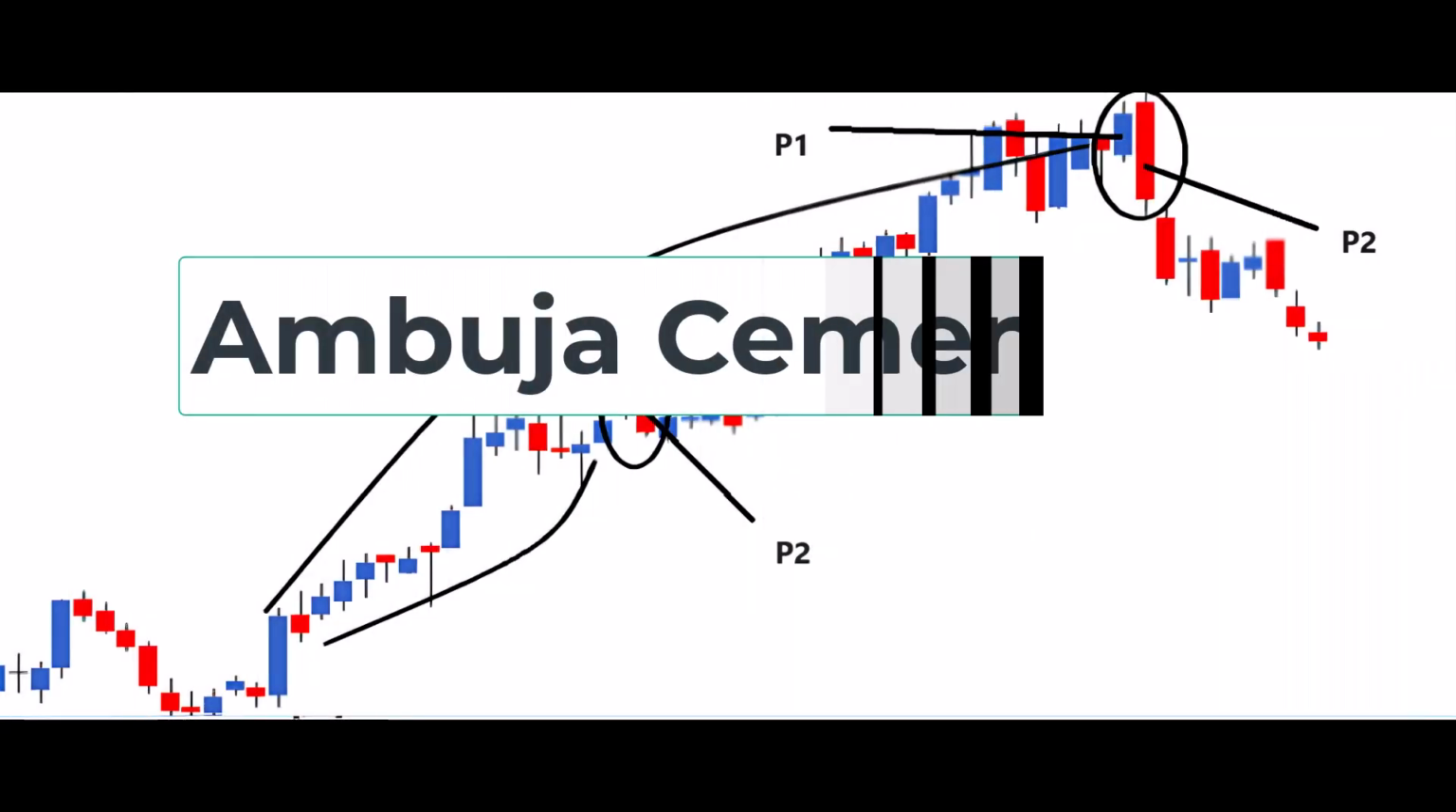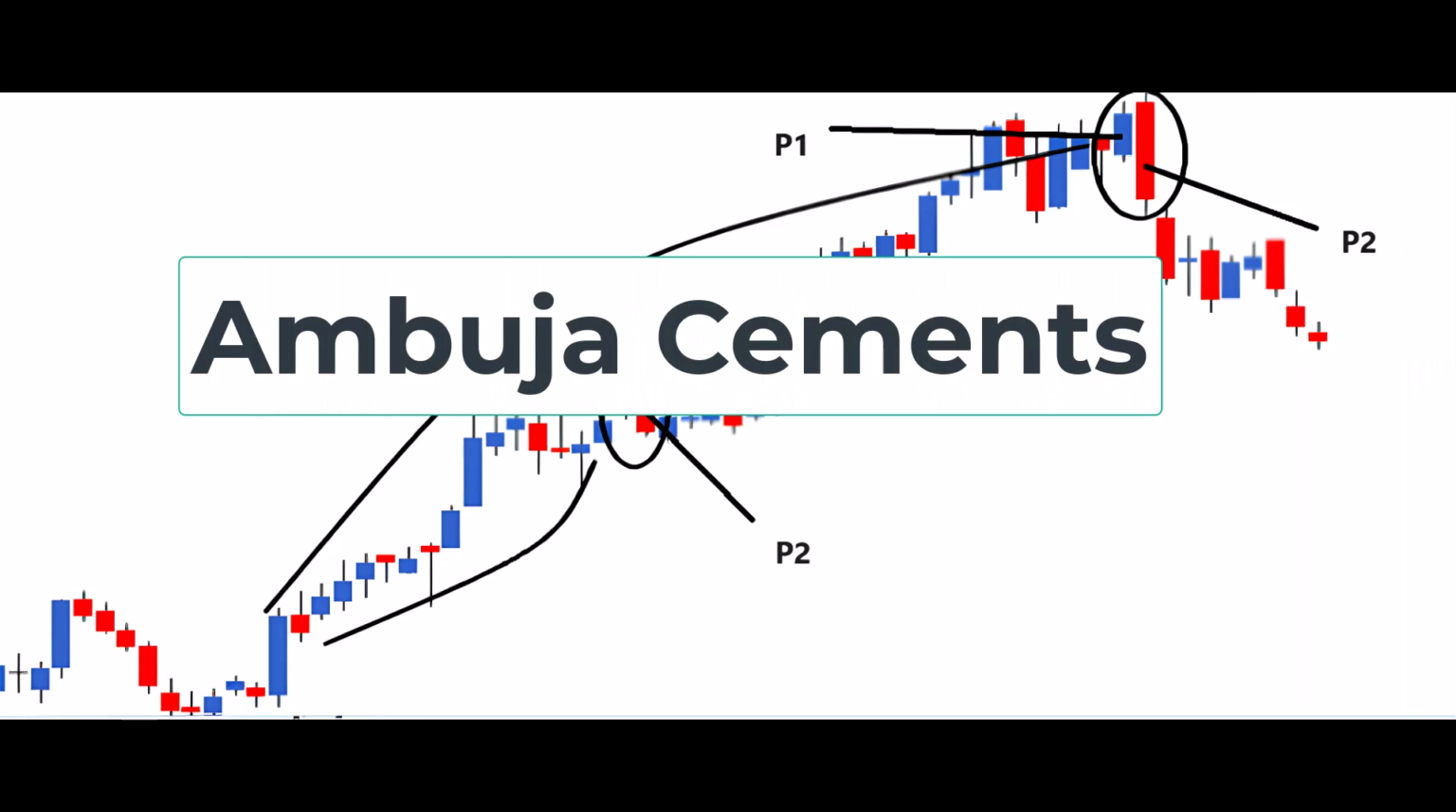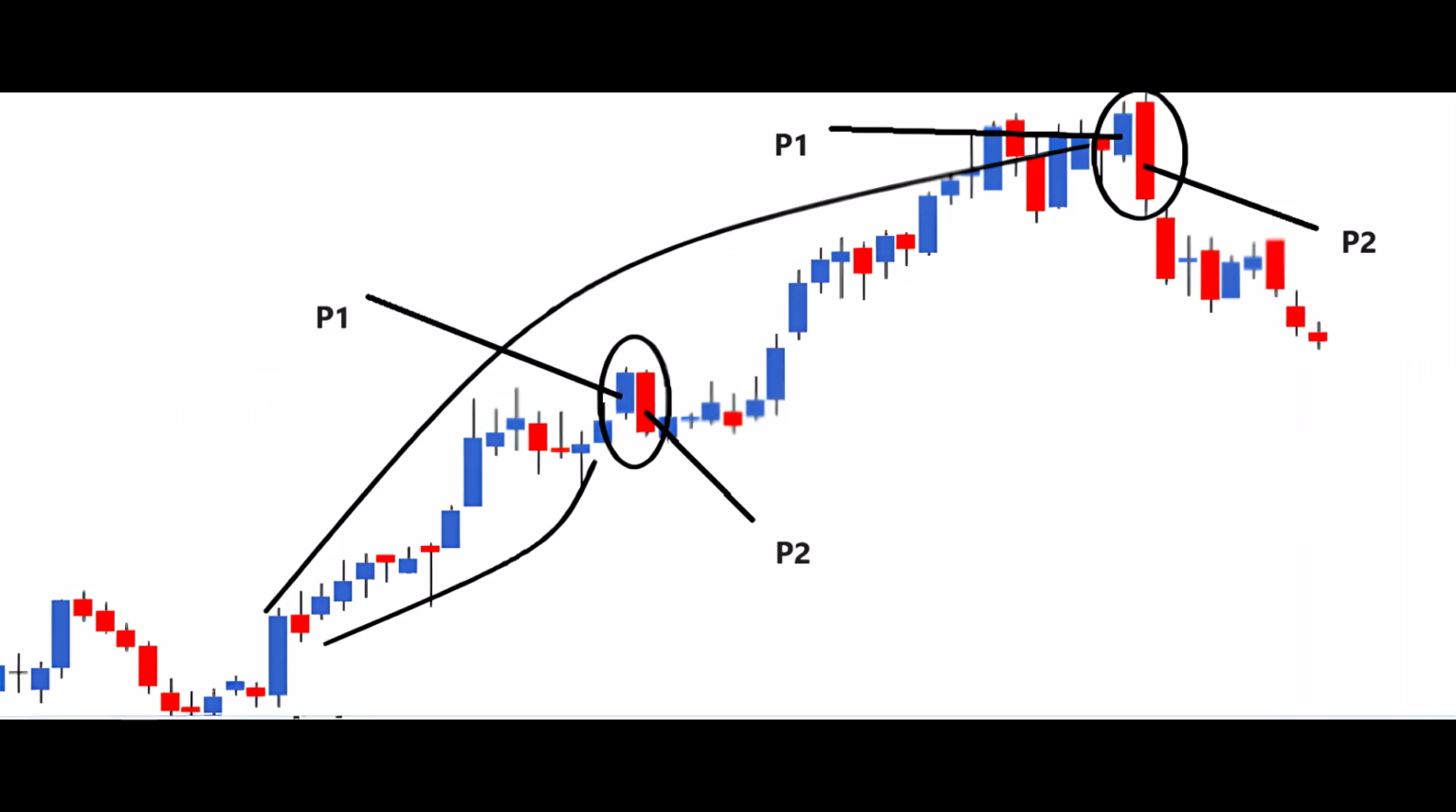Let's analyze the chart of Ambuja Cements, where two bearish engulfing patterns have emerged. The first pattern, encircled on the left, didn't favor the risk taker, but the risk-averse would have wisely avoided the trade. However, the second bearish engulfing pattern proved profitable for both risk-takers and risk-averse traders.